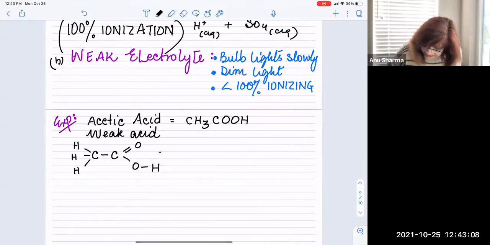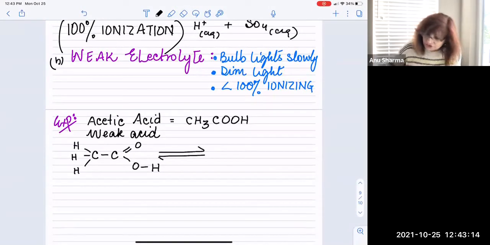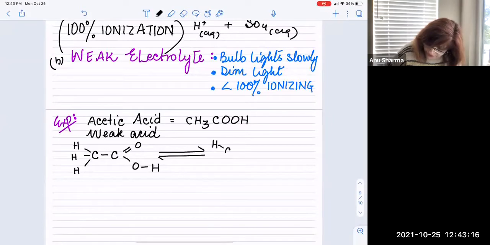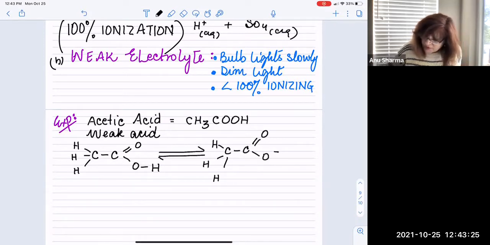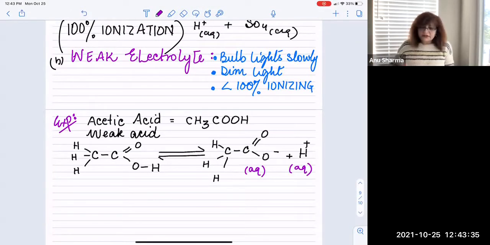Okay, the moment it breaks up, it goes back into its molecular form. So this is the ionic form, CH and H, and here you have COO negative plus hydrogen ions, right? And so, yes, this is the aqueous form, soluble in water temporarily, but it goes back, it forms this equilibrium.